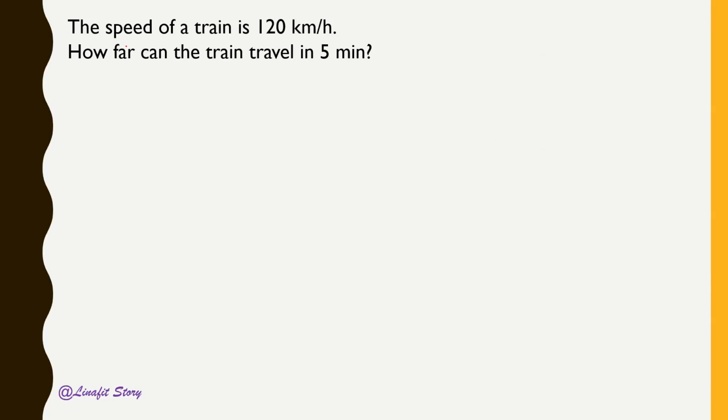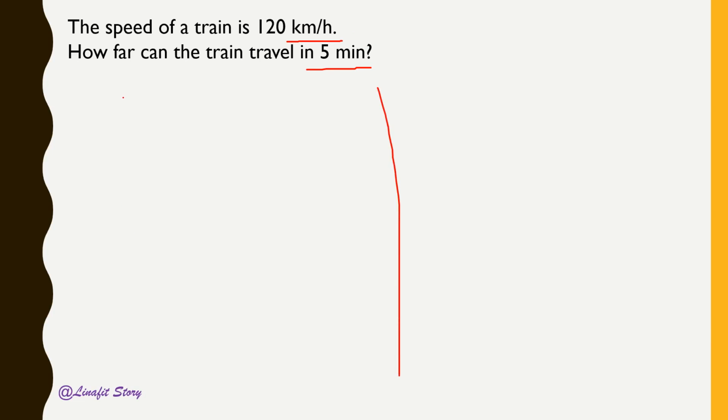The speed of a train is 120 km per hour. How far can the train travel in 5 minutes? Please take note that the speed is 120 km per hour, but the question is asking in minutes. So you must convert hours into minutes or minutes into hours. Actually, to solve the question, there are two ways. The first is using the unitary method and one more using the DST triangle.